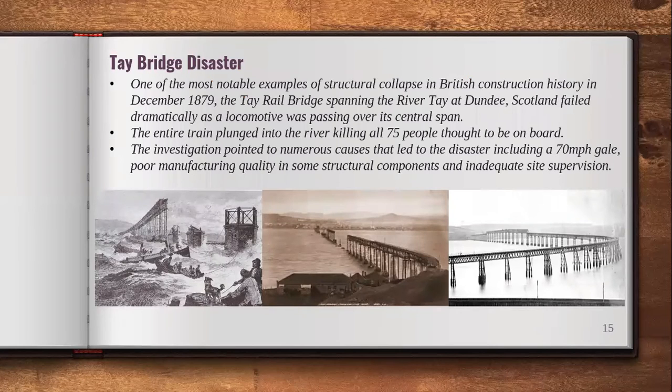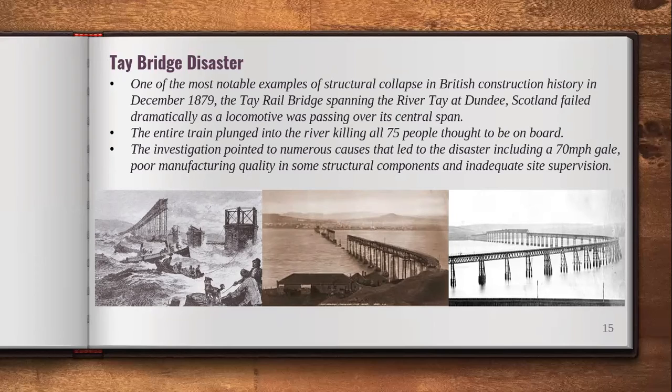So first one would be Tay Bridge disaster. So one of the most notable examples of structural collapse in British construction history. In December 1879, the Tay Rail Bridge spanning the River Tay at Dundee, Scotland, failed dramatically as a locomotive was passing over its central span. So the entire train plunged into the river, killing all 75 people on board.